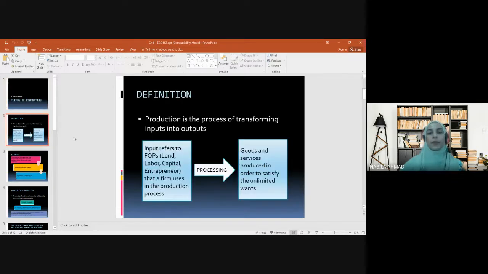Okay, so production is the process of transforming inputs into output. So production itu adalah proses kita nak transform inputs menjadi outputs. Apa itu inputs? Inputs adalah factors of production, land, labor, capital, entrepreneur that a firm uses in the production process. Kita nak produce sesuatu, kita kena ada resources. Kita kena ada factors of production, maksudnya kita perlu ada inputs lah. And then kita process this input menjadi output, goods and services produced in order to satisfy the unlimited wants. So output kita adalah goods and services.